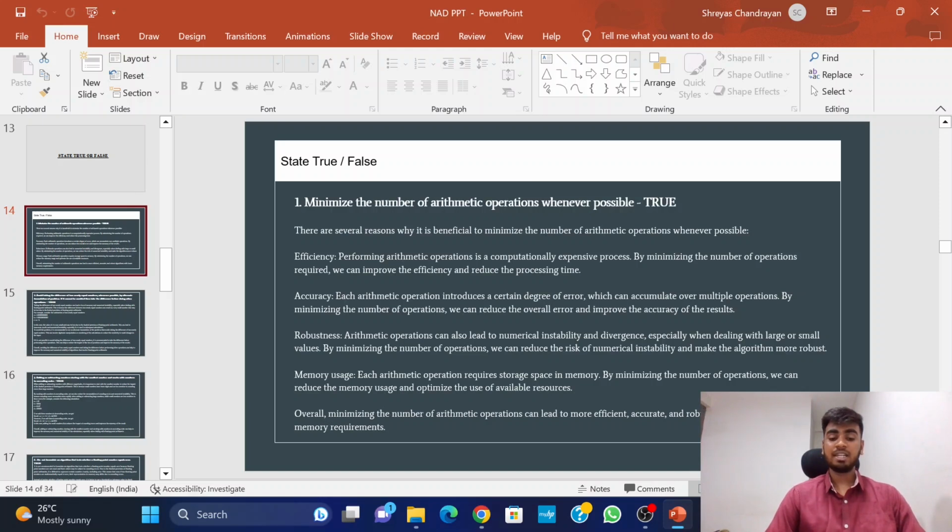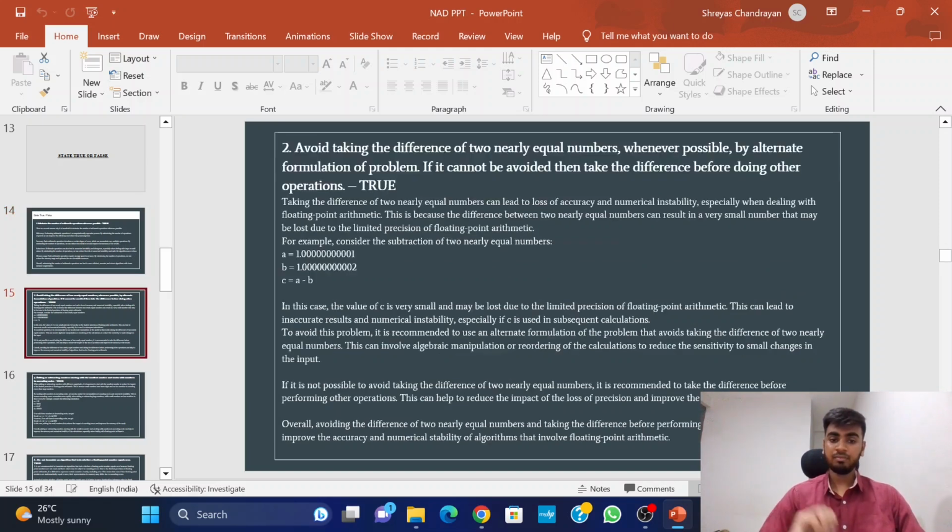Overall, minimizing the number of arithmetic operations can lead to more efficient, accurate, and robust algorithms with lower memory requirements. Therefore, minimize the number of arithmetic operations where possible. So, the statement is true. The second statement states: avoid taking the difference of two nearly equal numbers whenever possible by alternate formulation of problems. If it cannot be avoided, then take the difference before doing other operations.